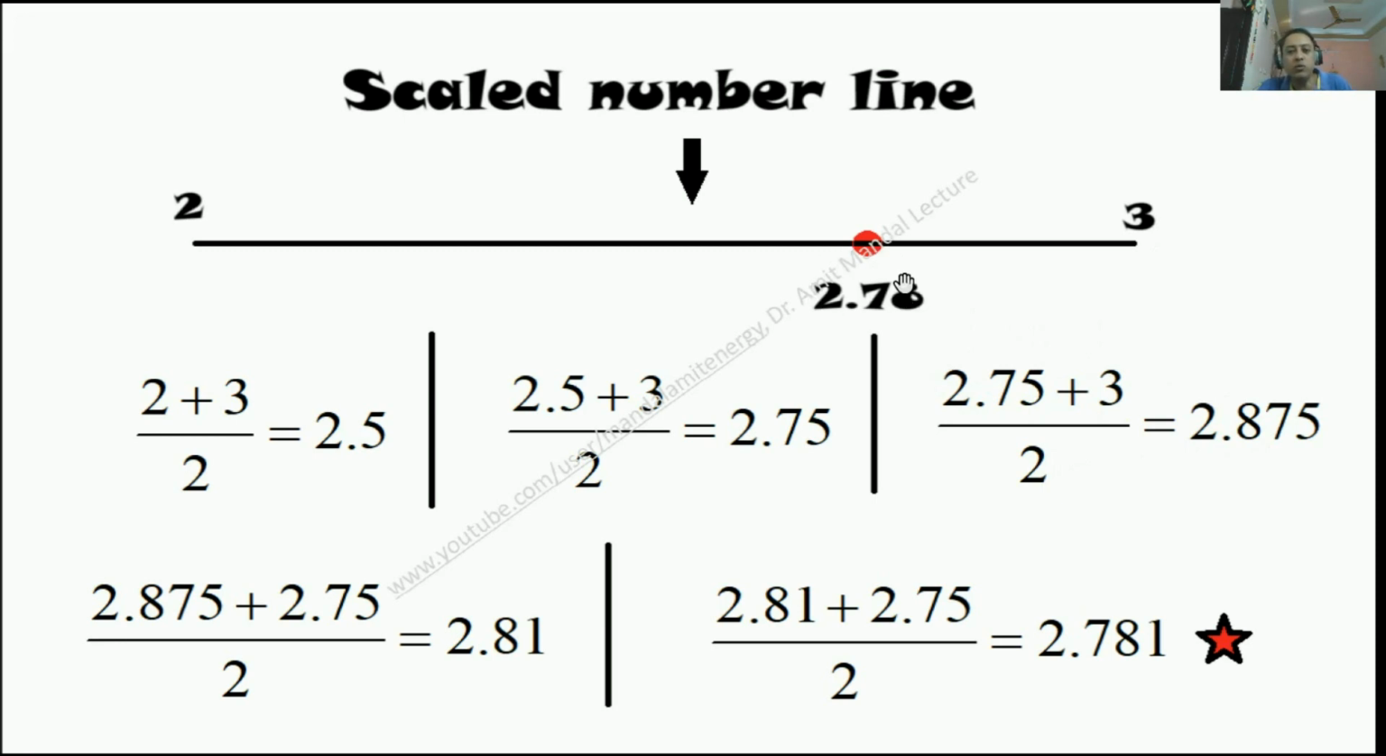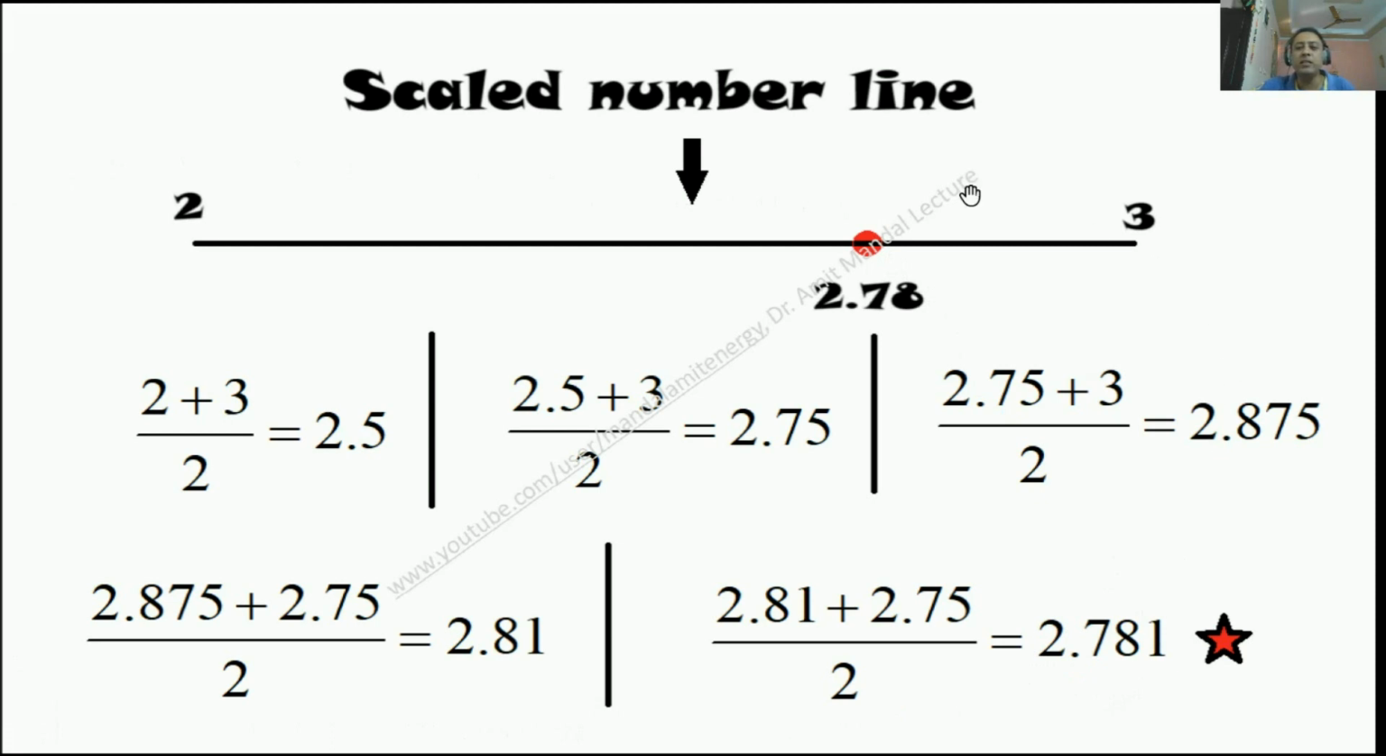We want a number more close to 2.78. Now we can do one thing. 2.875 is toward the right-hand side, a bit right, and to the left the closest number is 2.75. So 2.75 plus 2.875 upon 2 equals 2.81. So 2.81 is also closer to 2.78. Now we want it even closer, and 2.81 is also toward the right-hand side, and the closest number to its left is 2.75. So 2.81 plus 2.75 upon 2 equals 2.781, which is almost at the point 2.78.